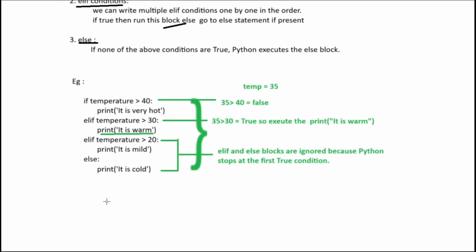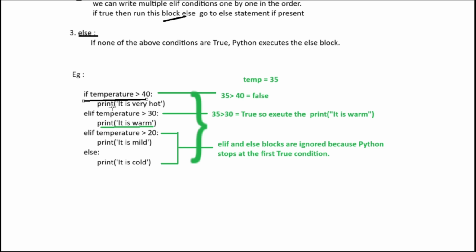Example to understand flow. If temperature 40, print it is very hot. Elif temperature 30, print it is warm. Elif temperature 20, print it is mild. Else, print it is cold. Suppose temperature equals 35.